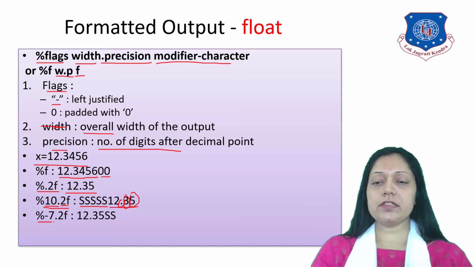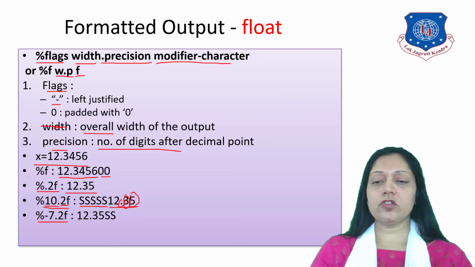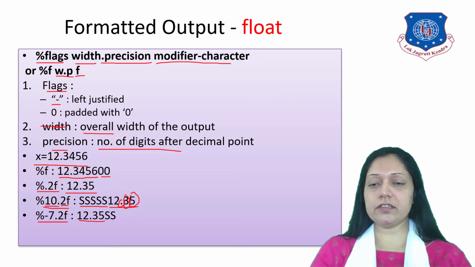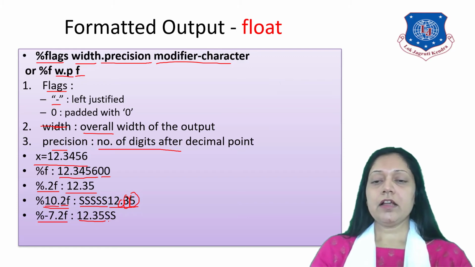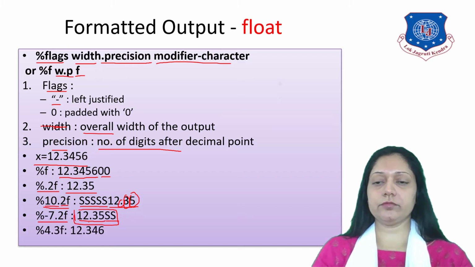Next is percentage minus 7.2f. So minus is the flag, meaning left justified, 7 is the width, and after the decimal point we have 2 digits. So 12.35 will be displayed, but it would now be left justified, starting from the left hand side. Total space should be 7. So 12.35 occupies 5 spaces, so 2 extra spaces will be added after it. That is, the overall width will now become 7.